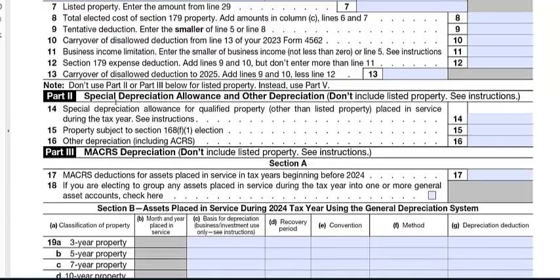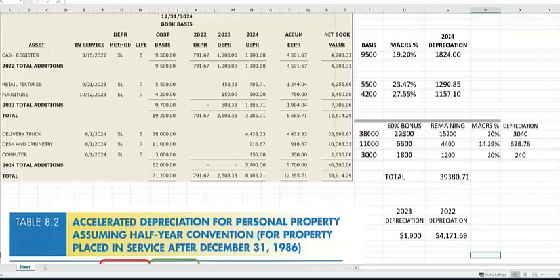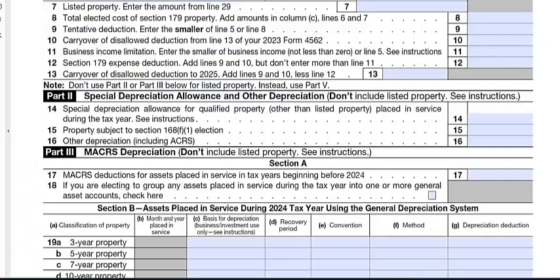We do have a special depreciation allowance, which is the bonus depreciation, and that's going to show up here on line 14. So we need to go over to our spreadsheet and add up these three bonus depreciations so that we can put that on line 14. 22,800 plus 6,600 plus 1,800 is 31,200. So on line 14, the bonus depreciation is entered at 31,200.